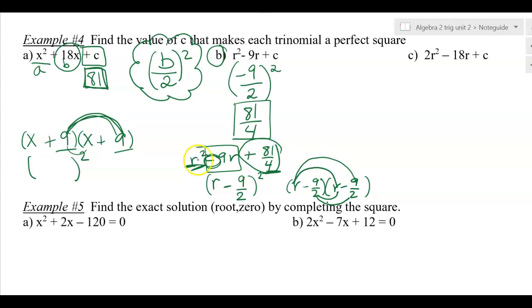All right, so all this bottom part was unnecessary. I'm just trying to build for you the understanding of how that number works to make a perfect square for you. Okay? All right, what is more difficult about part C?